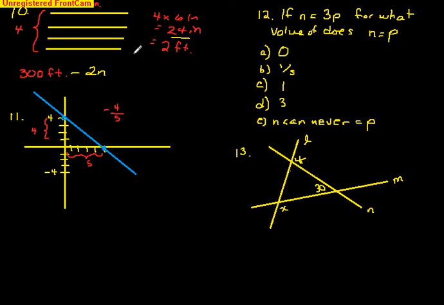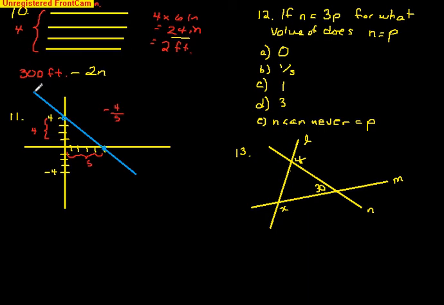Okay, 11. This one said, if in the xy coordinate plane, line M is a reflection of line L about the x-axis, and the slope of M is negative 5/4, what is the slope of line L? Well, they're telling us M is a reflection of line L. The slope of M is negative 4/5.